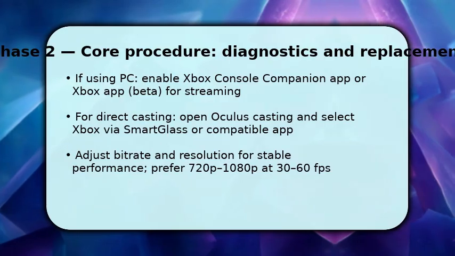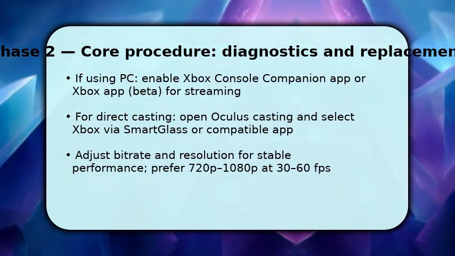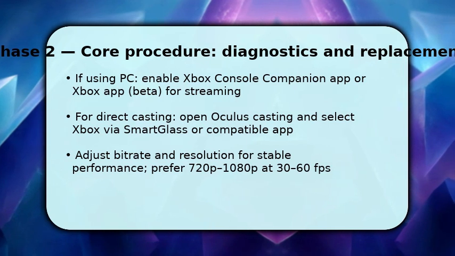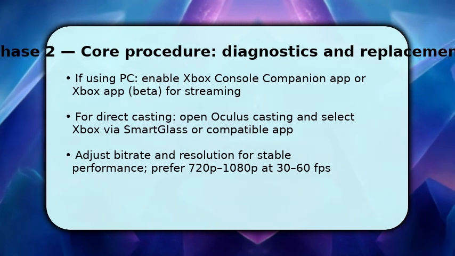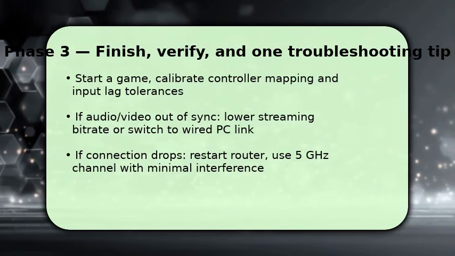If you prefer direct casting, use the Oculus casting feature to find the Xbox via the Smart Glass protocol or a supported app. Select the console and begin the stream. Make sure to lower bitrate if you see stutter. Finish by launching a game and checking controls inside the headset. Map controller inputs if needed and test responsiveness.